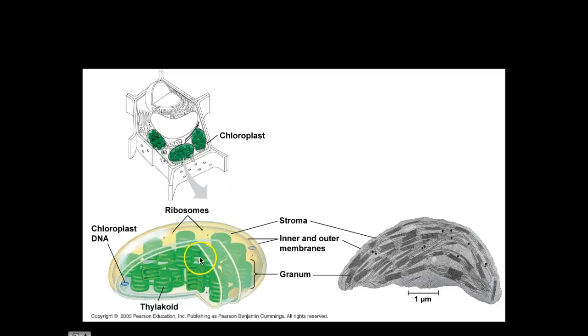And then the stroma, which is the inside area found between the different stacks of thylakoids, is where another reaction will take place. Basically, if you think of it in terms of pancakes, one of those things is a thylakoid. A stack of them is called a granum.